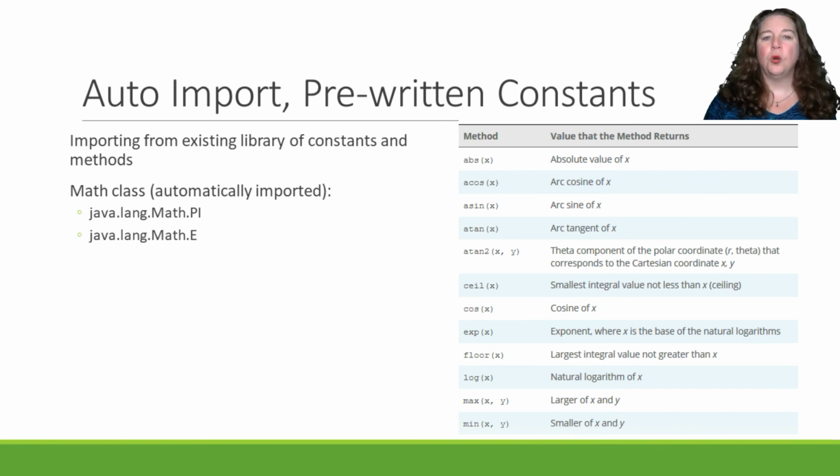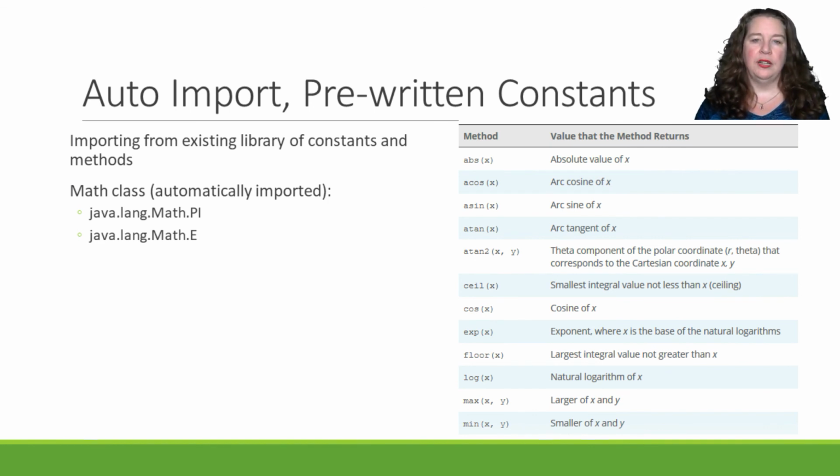Some libraries are already automatically imported, such as the math library. The math library gets automatically imported because it is used so much. In the example over on the right-hand side, you'll see some of the methods that are available in the math library. It also includes things like pi and e and some constants like that that are useful. You don't have to specify java.language.math.pi to be able to reference things in the math class or in the math library. Those are already automatically imported.